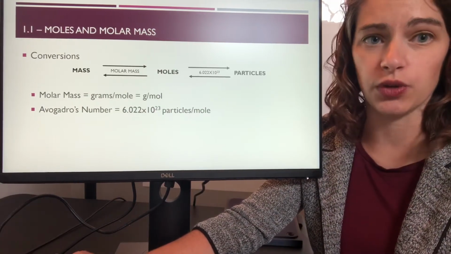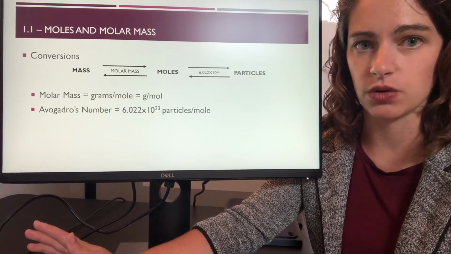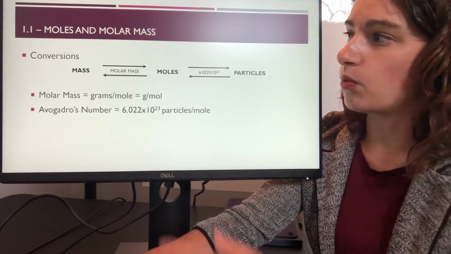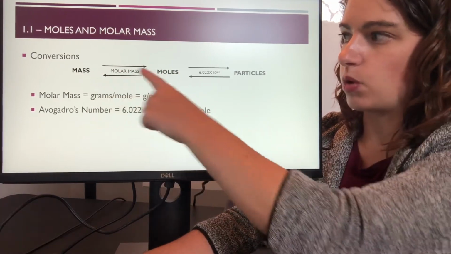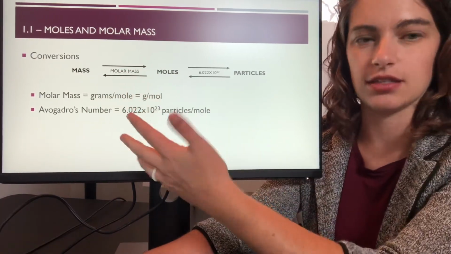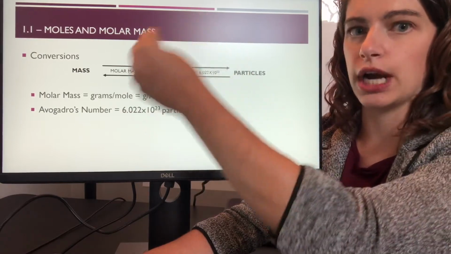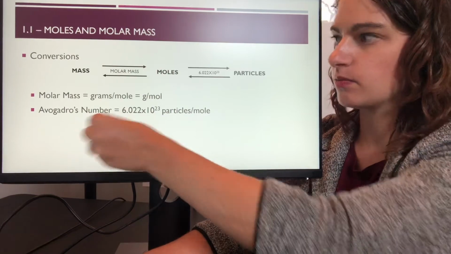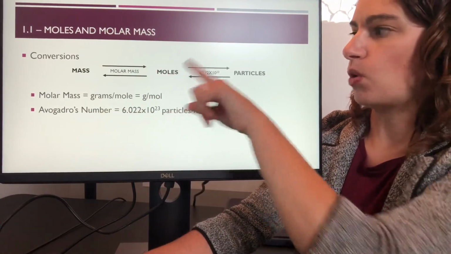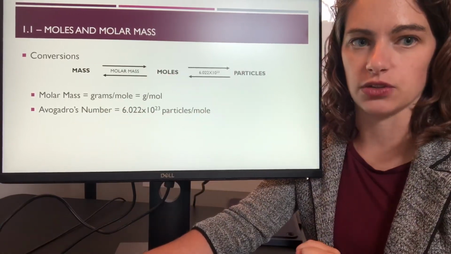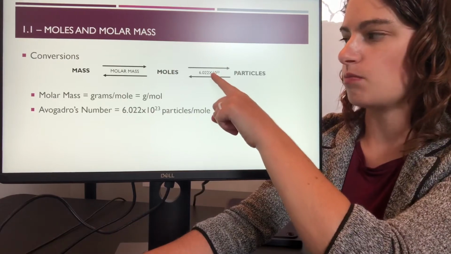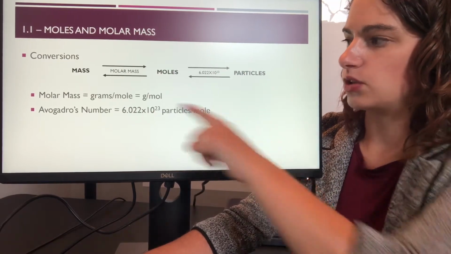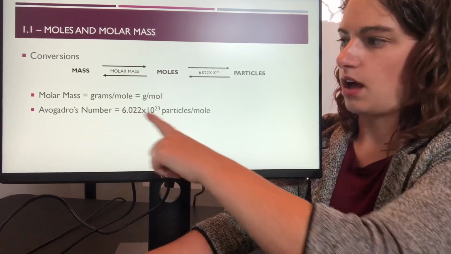Now, despite having the general concept, what's useful is being able to convert. Okay, so anytime we go between mass and moles, we're going to use molar mass. That makes sense. The word itself, molar mass, it's going to go between moles and mass. When we're going between moles and particles, that's when you're going to use Avogadro's number, because that number tells you how many particles there are in a mole. Okay, so you'll see that referred to both ways.